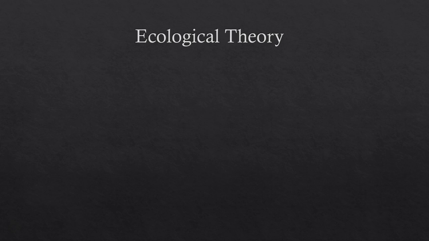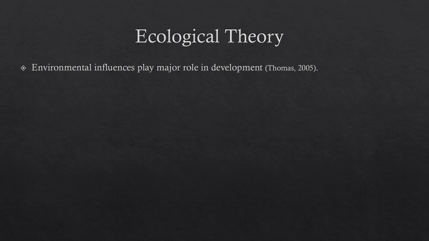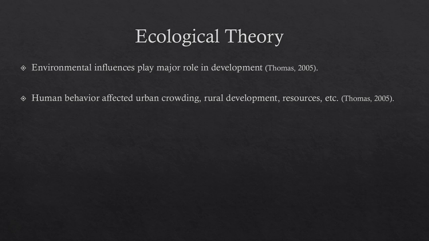And then the last branch of theories that we discussed were ecological theories. And ecological theorists tend to believe that environmental influences play a very, very large role in development. Human behavior can be affected greatly by things happening all around us. Urban crowding, for example, if you're in a big urban area, rural development, lack of resources, things like that.